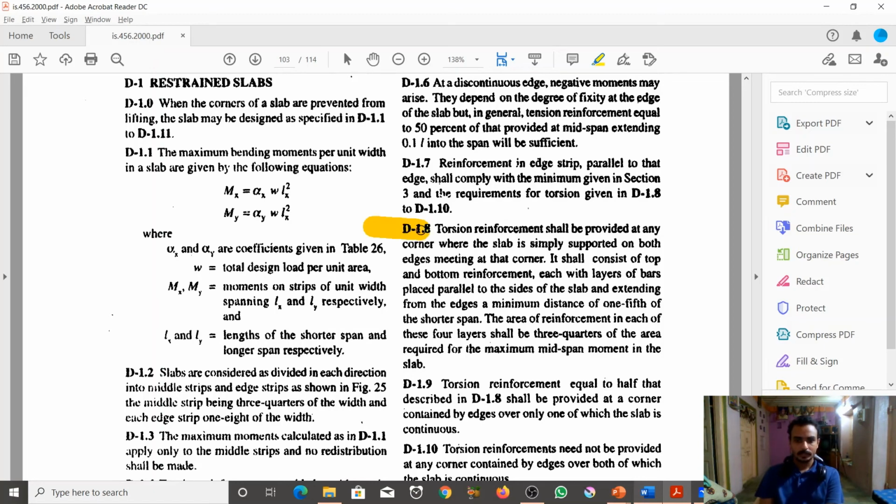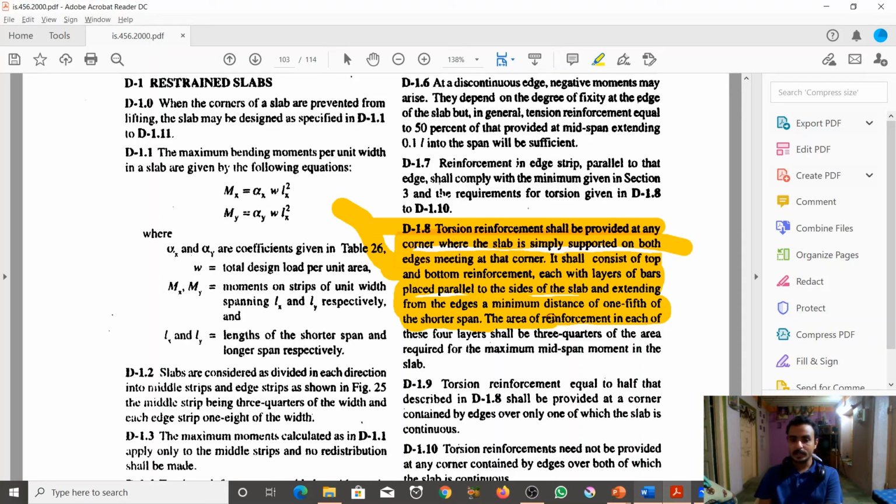Look here. Torsion reinforcement shall be provided at any corners where the slab is simply supported on both edges meeting at that corner. It shall consist of top and bottom reinforcement, each with a layer of bars placed parallel to the sides of the slab and extending from the edge a minimum distance of 1/5 of the shorter span. Length is 1/5, meaning Lx by 5. It's the length of torsion reinforcement.